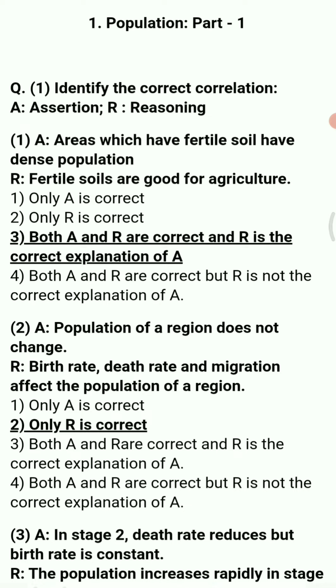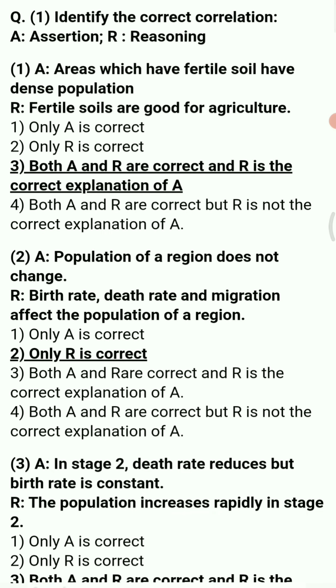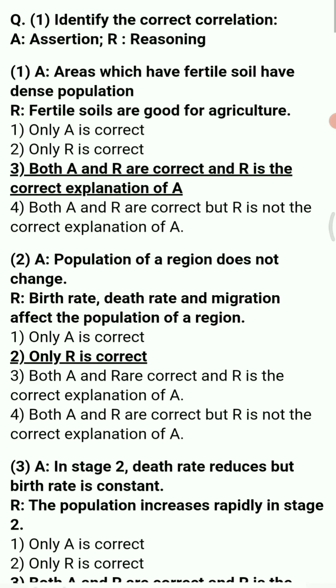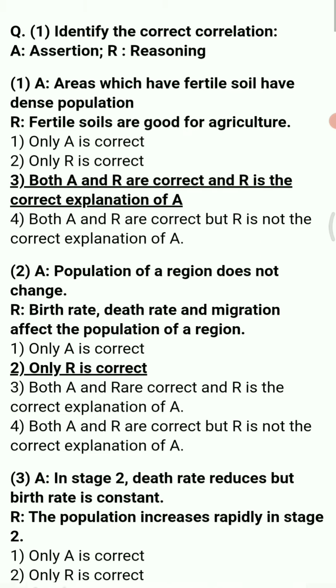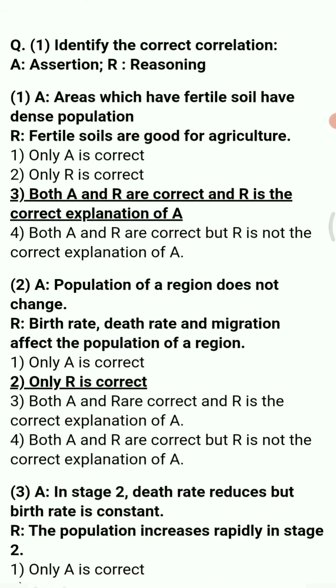Identify the correct correlation. A is assertion and R is reasoning. Whatever is the sentence of A, the meaning or the reason for that sentence should be given in R. So that is the meaning of this question. The first question is A: areas which have fertile soil have dense population. And the reasoning given here is: fertile soils are good for agriculture. So definitely wherever there is a fertile soil, the population is very dense. Hence, this is exactly correct.